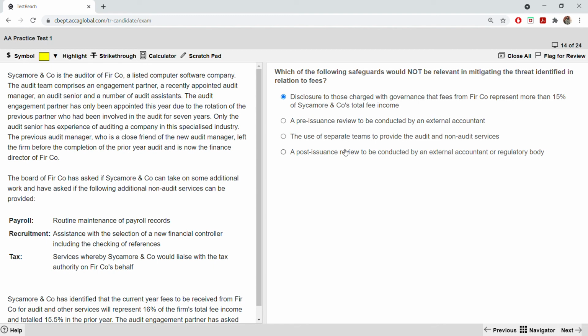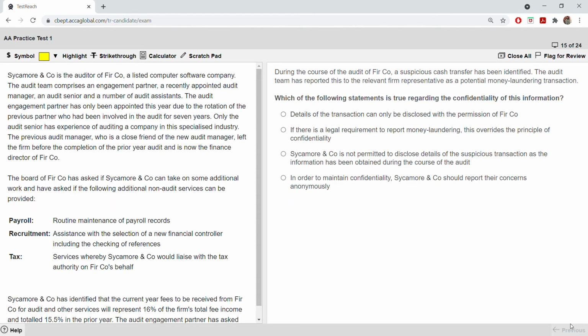Third, use of separate teams to provide the audit and non-audit services. And a post-issuance review to be conducted by an external auditor or regulatory body. So this is not going to mitigate in relation to fees. It is the use of separate teams to provide the audit and non-audit services. Why? Because even if you use separate teams, the self-interest threat will not be addressed. The self-interest threat will still be there, whether you separate or whether one person does it for the fee.